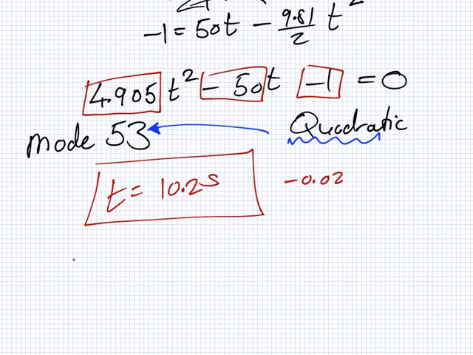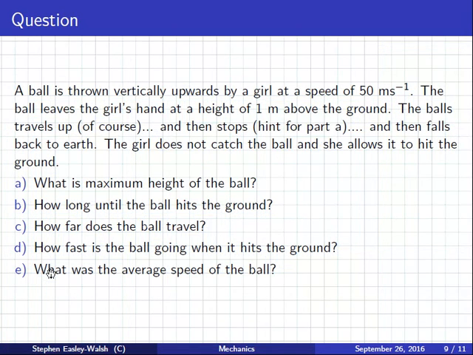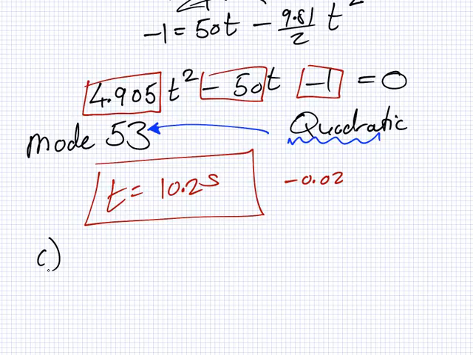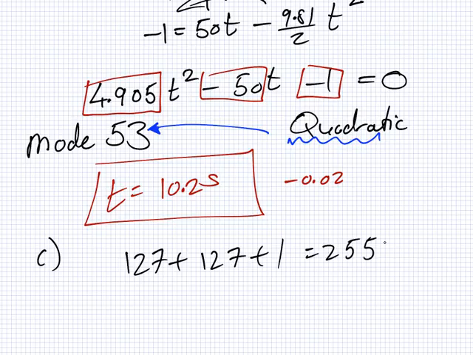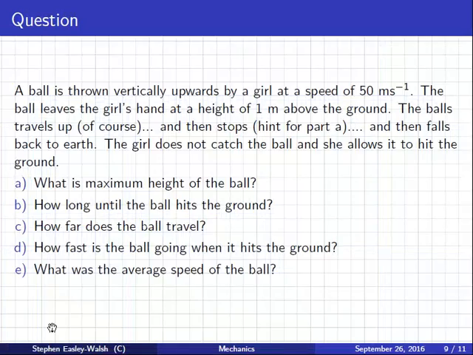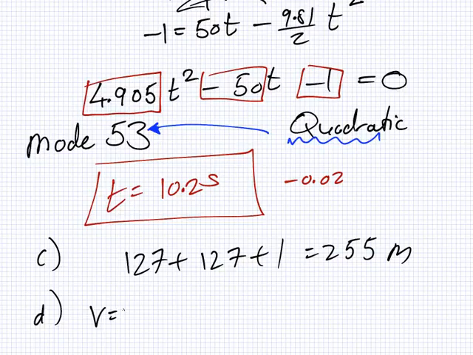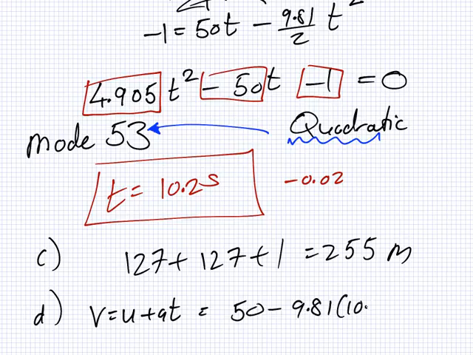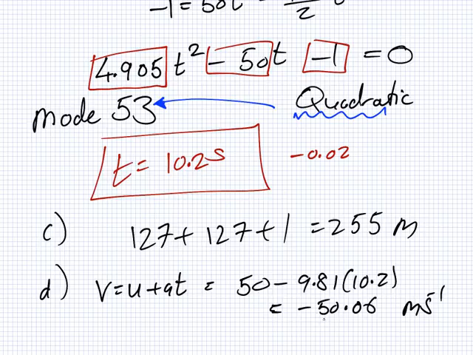Okay, part C now. How far does the ball travel? No special calculations there. 255. Yeah, 127 plus 127 plus 1, isn't it? 255? Okay. D. How fast is it going when it hits the ground? So that's V equals U plus AT, which is 50 minus 9.81 times T, which is minus 50.06 meters per second. So that's how fast it's going when it hits the ground.